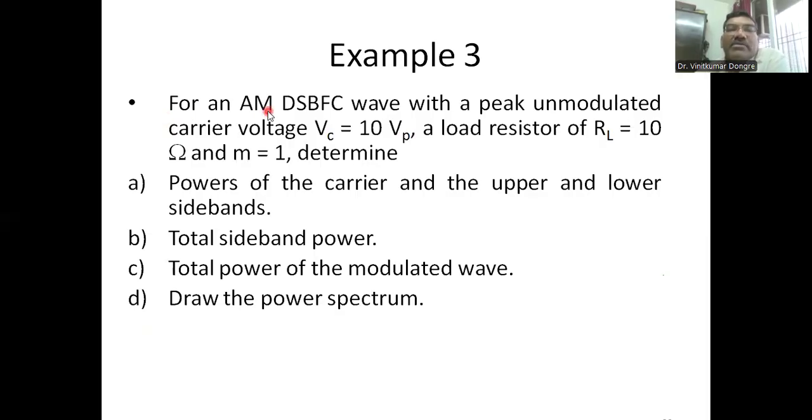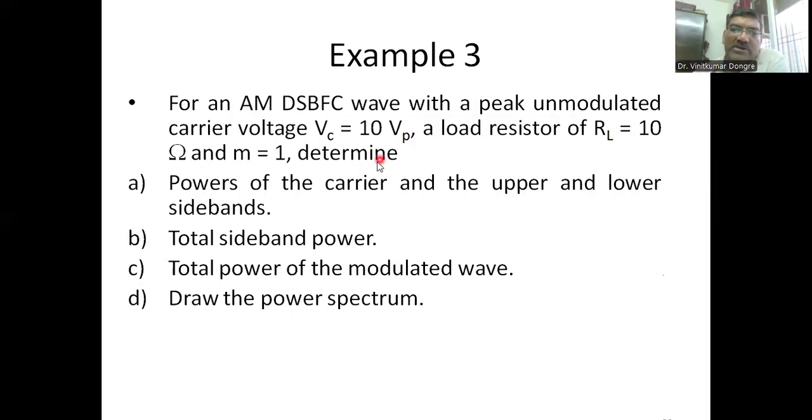For an AM double sideband full carrier wave with a peak unmodulated carrier voltage VC equals 10 volt peak, so VC equals 10. The load resistance is given, so RL equals 10 ohm, and the modulation index is 1. So these many parameters are given.